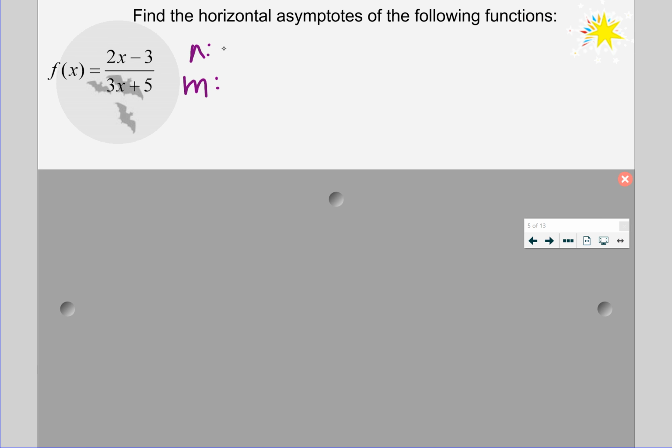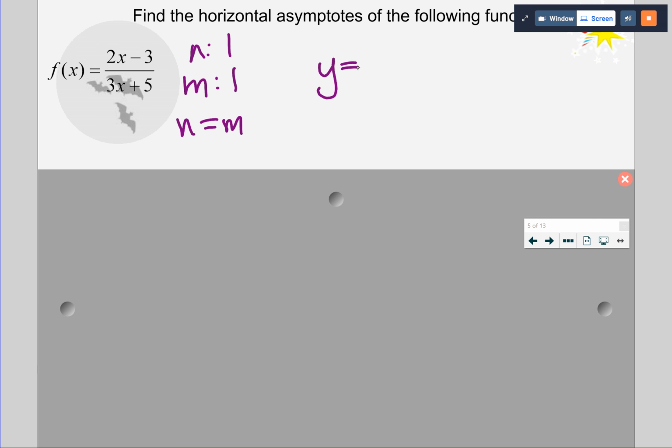1. Power of 1 is my highest power there. And degree of the denominator is also 1. They're both linear. So we have the case where n equals m. So we're looking at case 2 that you just wrote down. If n equals m, my horizontal asymptote is y equals, and then we're going to divide the leading coefficients. What's the leading coefficient of the numerator? What's the leading coefficient of the denominator? 3. That does not reduce. This is your final answer. y equals 2/3 is the horizontal asymptote.